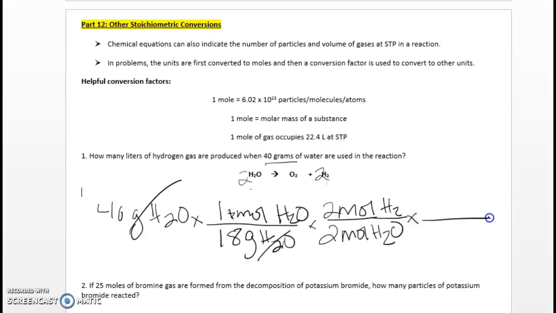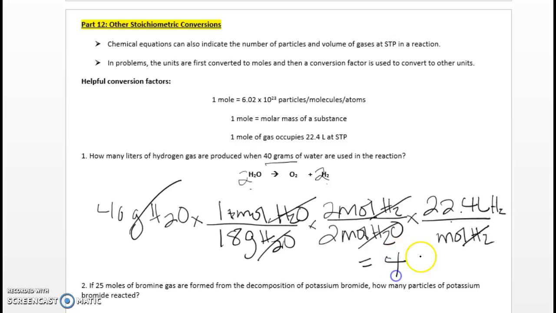Then for the last step, again, whatever we see up top comes down. So we've got 1 mole of hydrogen here and 22.4 liters of hydrogen. These will cancel, and so will these. So we're left with liters of hydrogen, which is good, that's what we want. When you calculate that, you should get around 49.78 liters of hydrogen. Okay, and that's all for that problem.